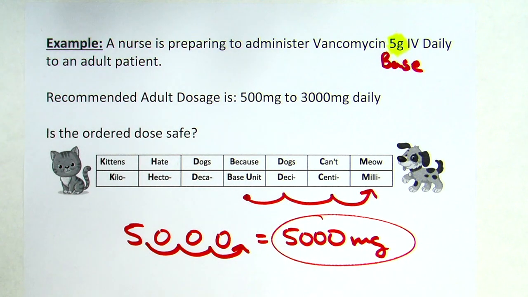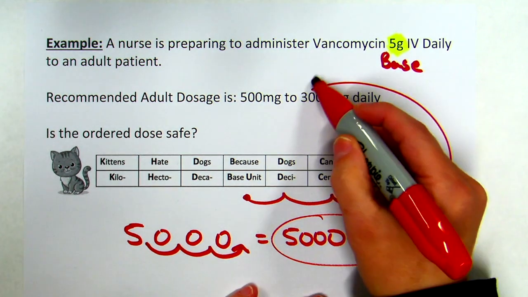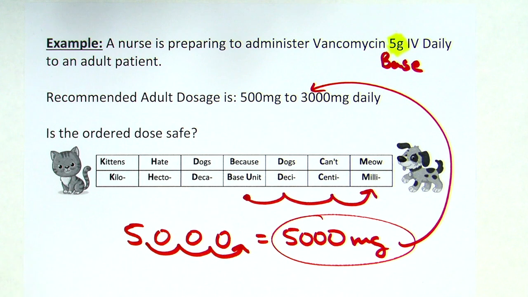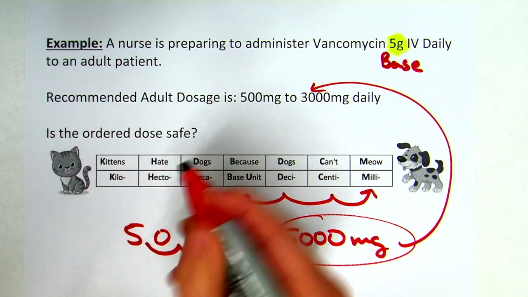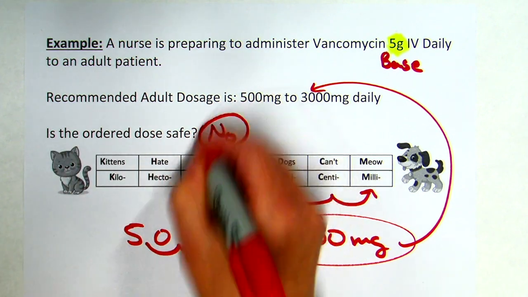Okay, I started at the base unit, went to milligrams. Now I'm going to take that number and see, okay, is it in that range? And clearly we can see that it does not fall in the recommended dose. So to answer the question, is the ordered dose safe? The answer is no.